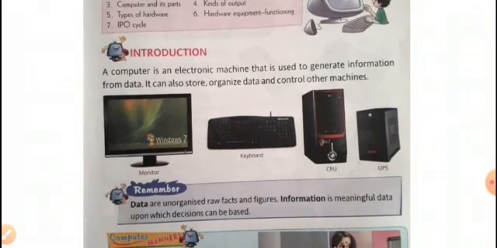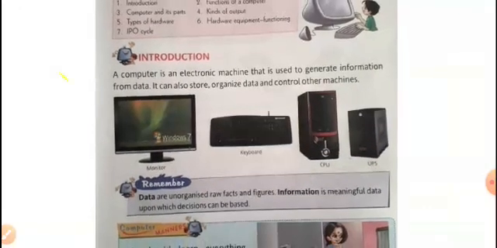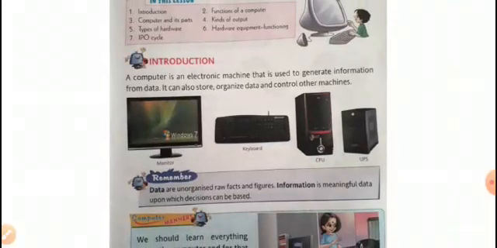First of all, what is a computer? We are very well aware that a computer is an electronic device to generate information from data. It can also store, organize data and control other machines. It means a computer is a machine or a device which works on electricity, and it is used to store data and to organize the information, etc.